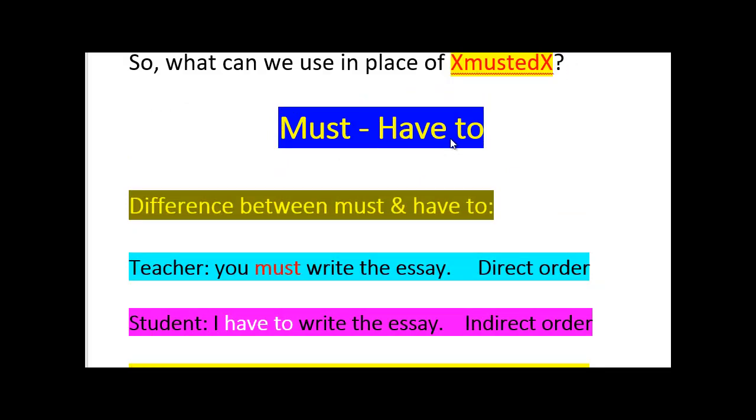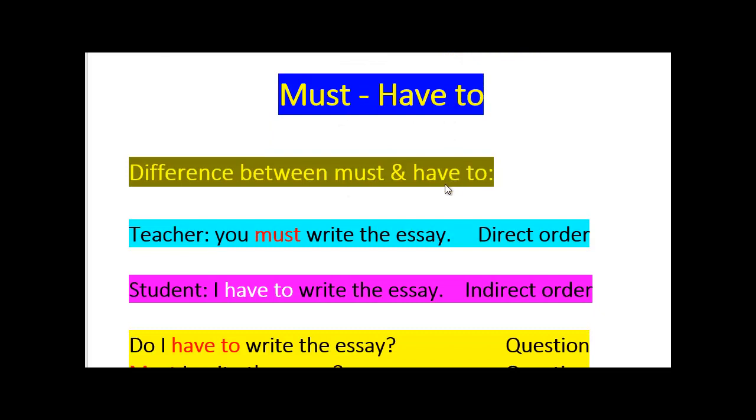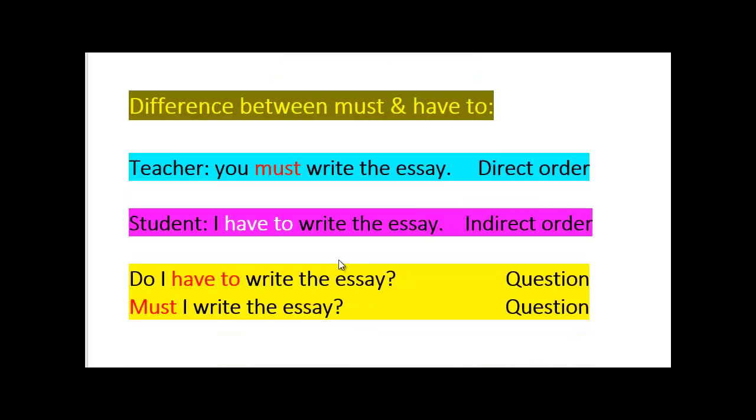So if we're comparing must and have to, here is an example, guys. A teacher said, you must write the essay. So the teacher said, you must. And the student said, I have to write the essay. So you can see in an indirect way, the student is saying, I have to. We use I have to when the subject has been told to do something. The one who is giving the order uses must. The student who received the order from the teacher is saying, I have to write the essay.